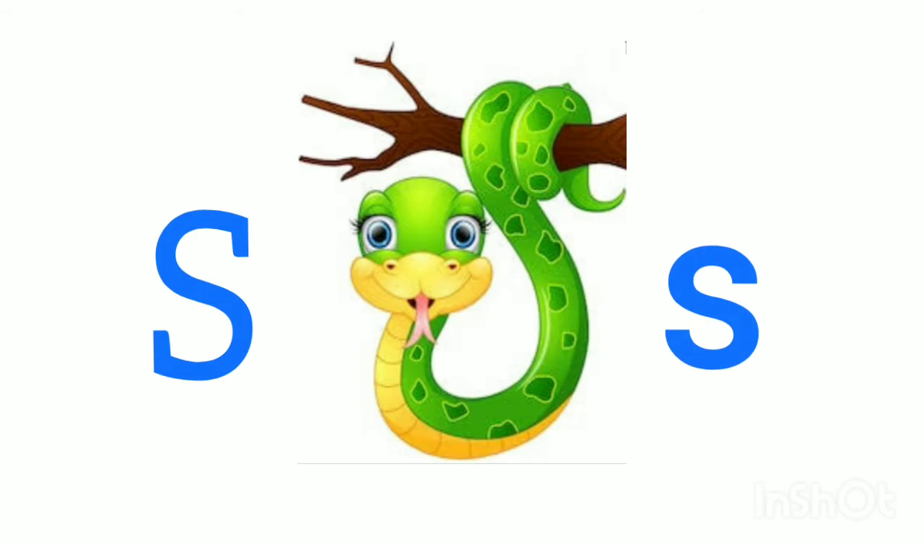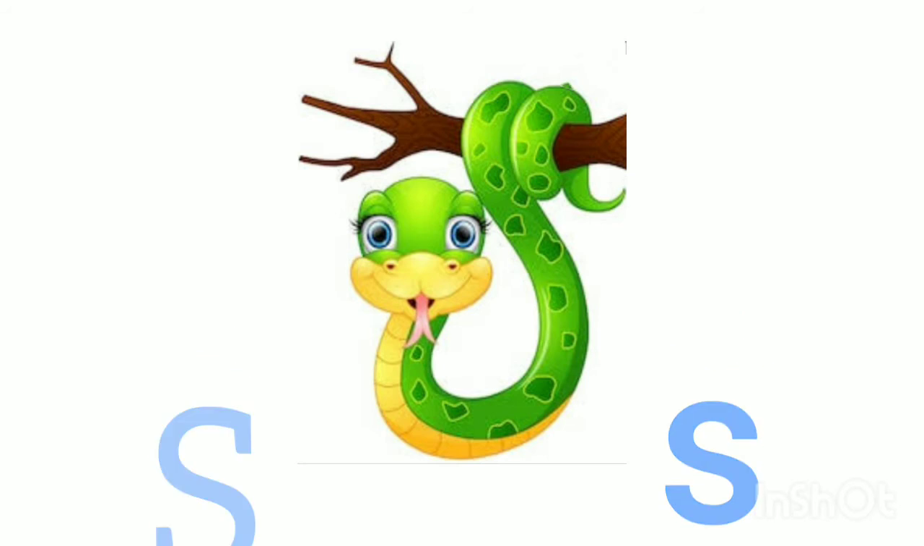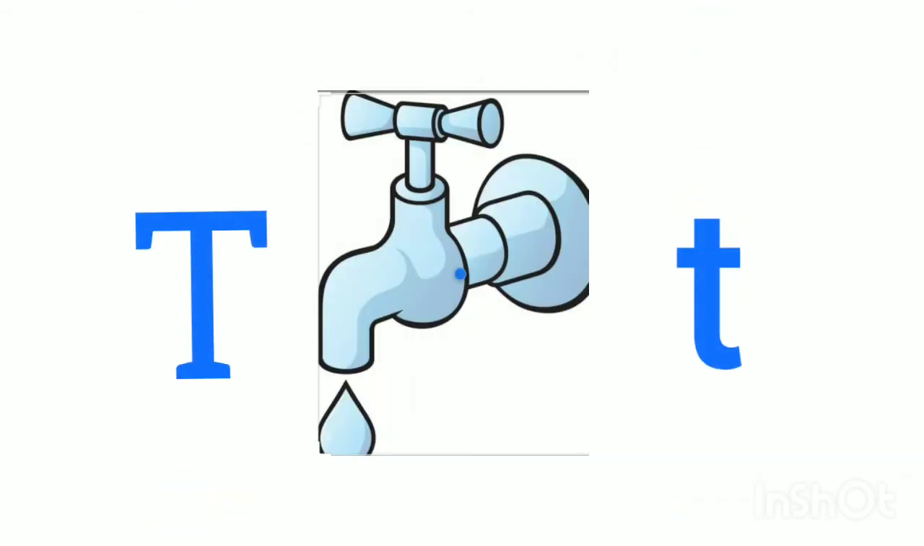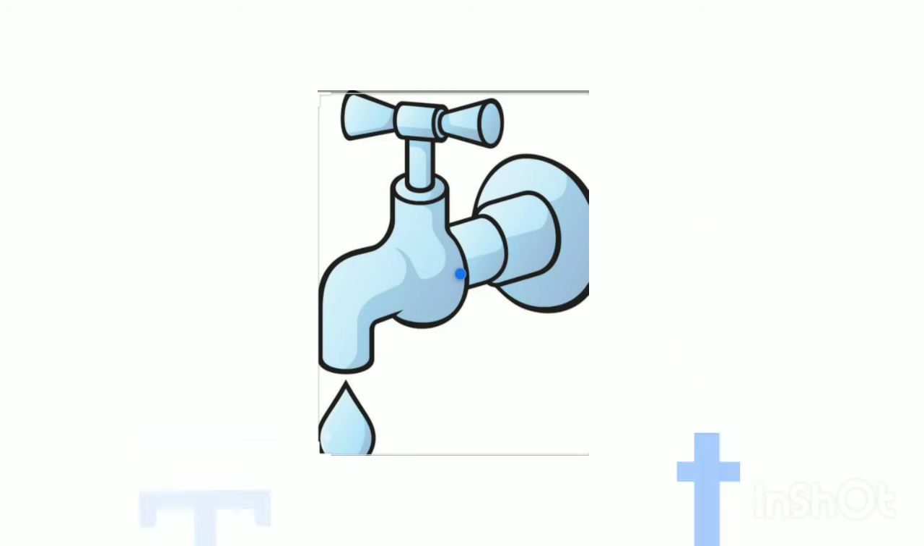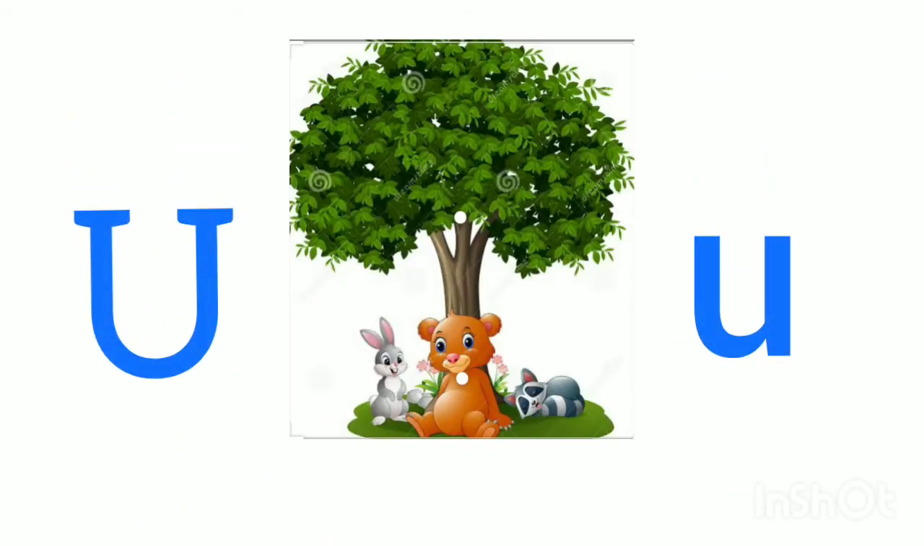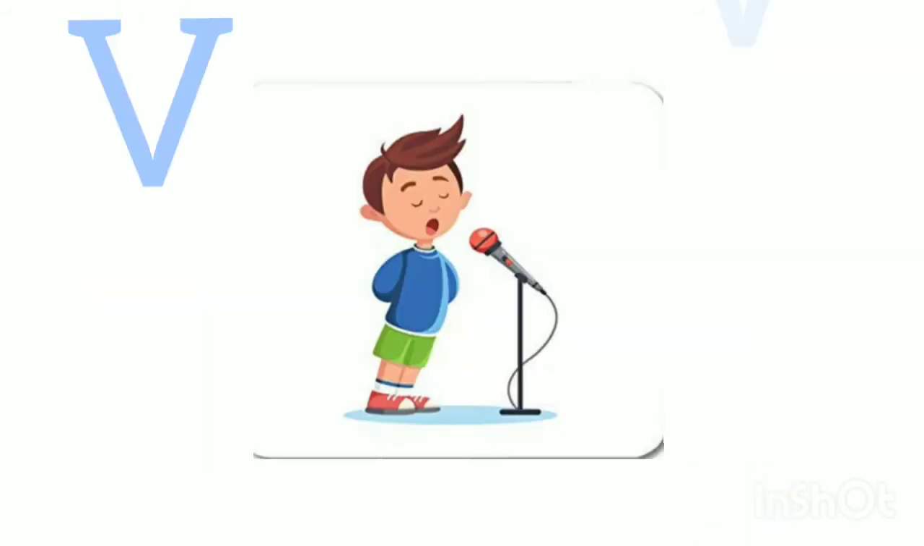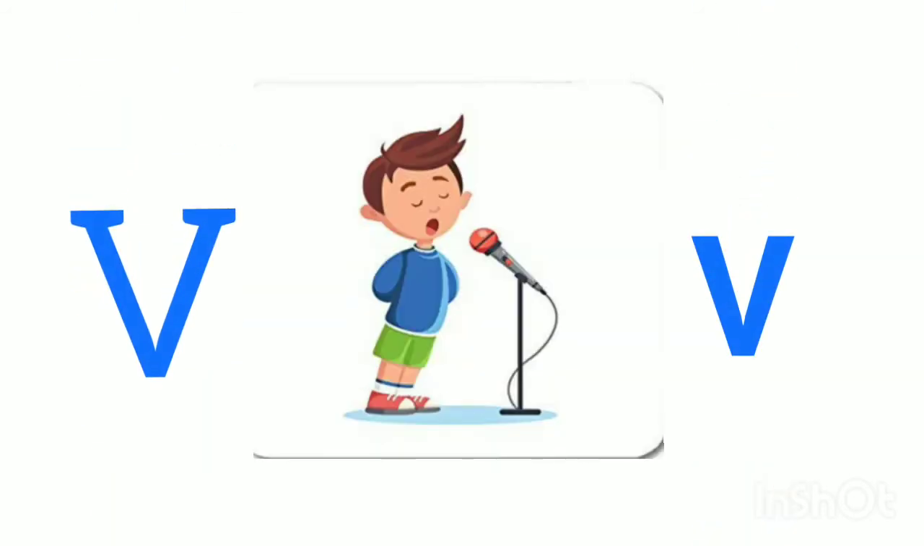S for snake. S makes S. T for tap. T makes T. U for under. U makes A. V for voice. V makes V.